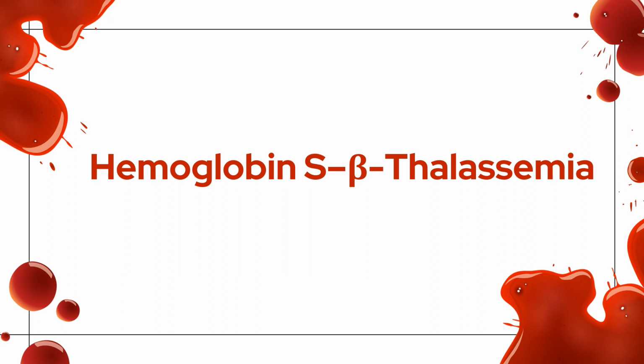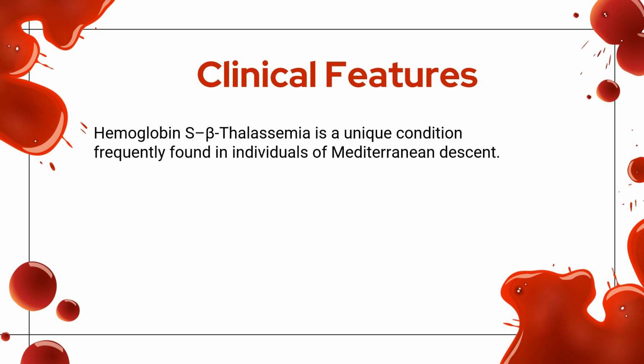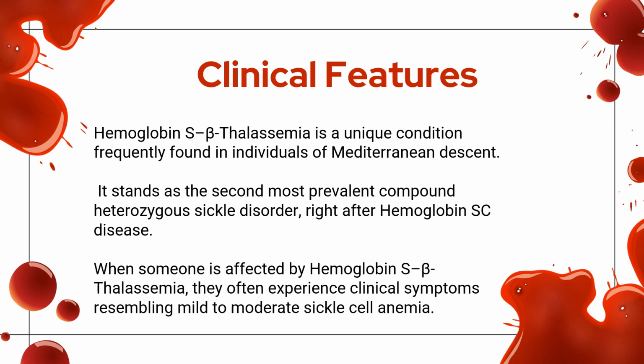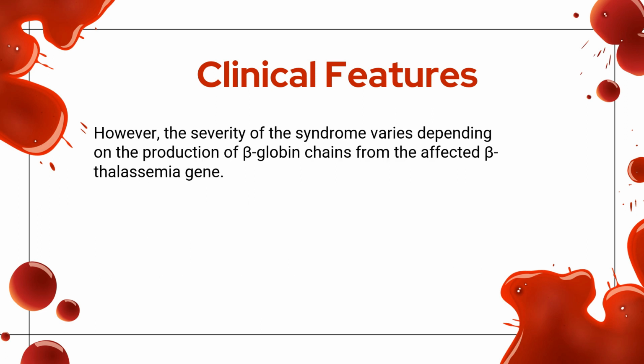So, let's unravel the mysteries of this fascinating condition. Hemoglobin S beta thalassemia is a unique condition frequently found in individuals of Mediterranean descent. It stands as the second most prevalent compound heterozygous sickle disorder, right after hemoglobin SC disease. When someone is affected by hemoglobin S beta thalassemia, they often experience clinical symptoms resembling mild to moderate sickle cell anemia. The severity of the syndrome varies depending on the production of beta-globin chains from the affected beta thalassemia gene.